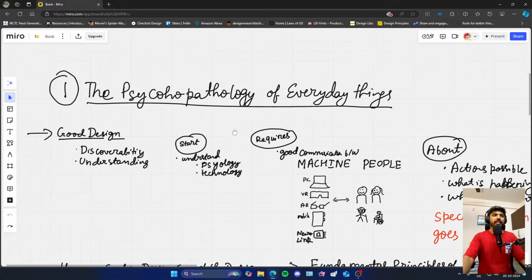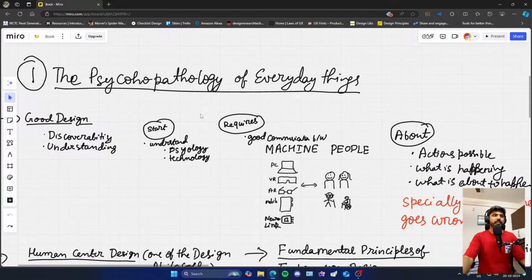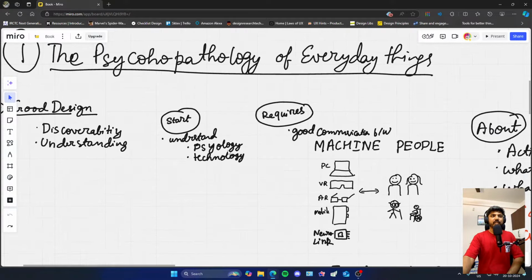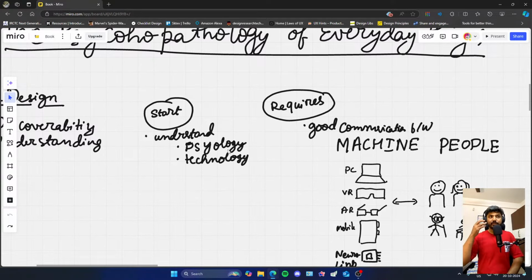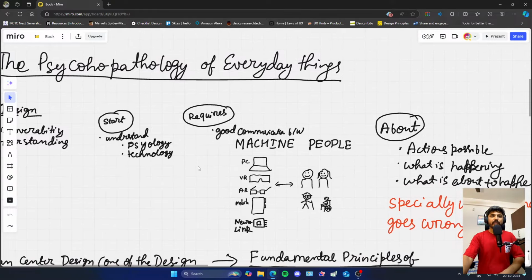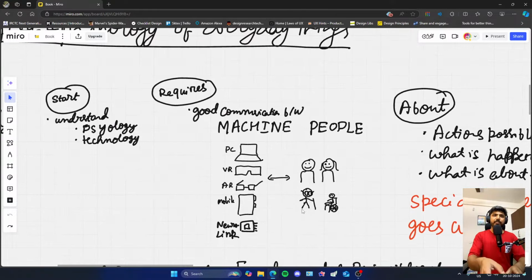What is good design according to this chapter is that good design should be discoverable and understandable. So it starts with: is someone able to understand the psychology and the technology? What good design requires is good communication between what? Between people and the machine.